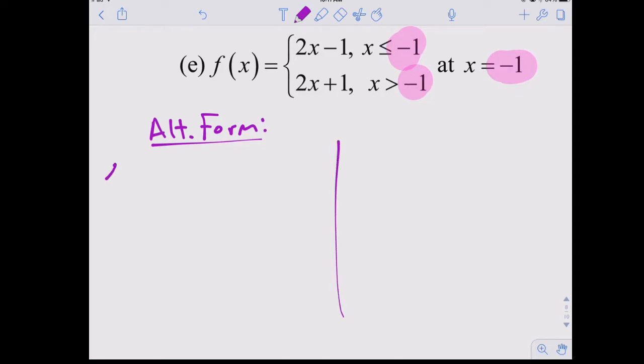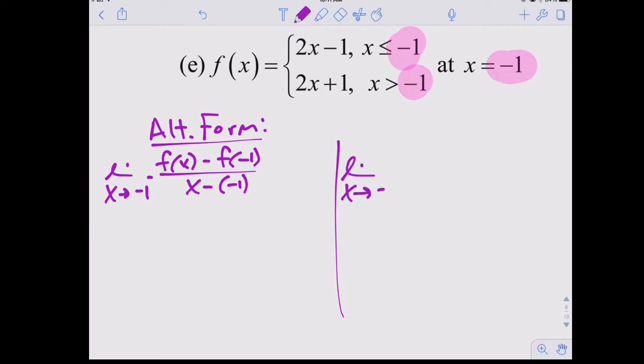We need to look at the limit as x approaches -1 from the left of f of x minus f of -1 all over x minus -1. That's the alternate form. Basically, we're looking to see what's happening to the slope of the secant lines as we approach from the left. And then we'll do the same thing on the right. The limit as x approaches -1 from the right-hand side, f of x minus f of -1 all over x minus -1.